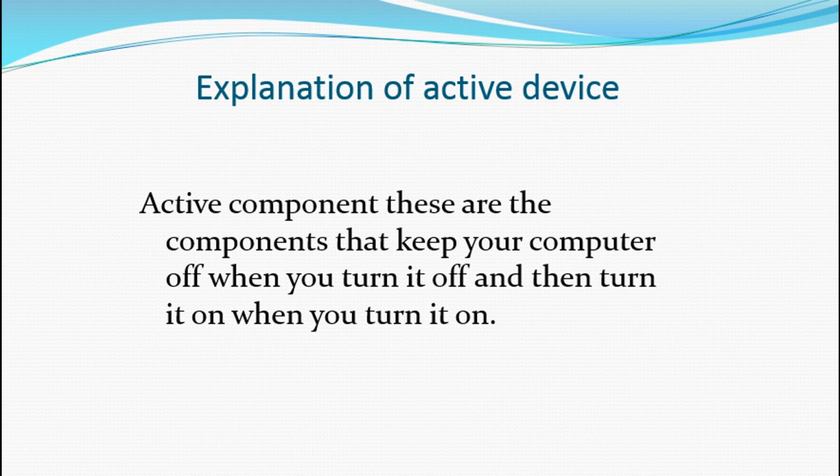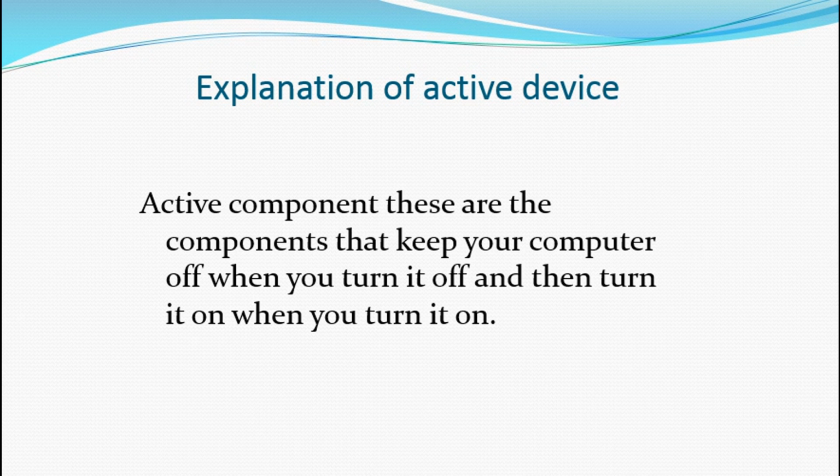An active device will keep your laptop, desktop, any kind of electronics that you are using, handset, anything at all, off when you turn it off. It will also keep it on when you turn it on. And when it does that, it means that there is a certain condition. They also turn on various parts of an electronic device when certain conditions are met.